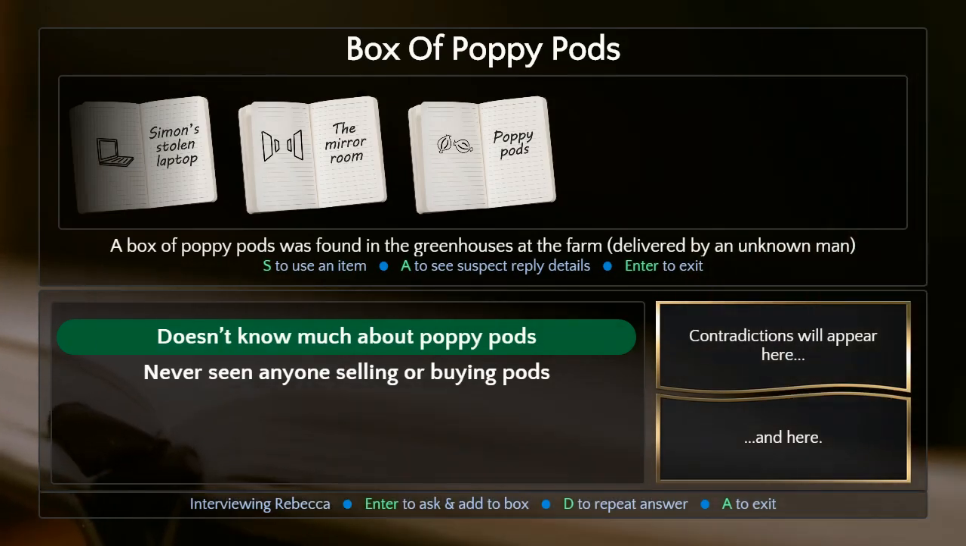What do you know about poppy pods? Go on. Ever come across anyone trying to sell them or anything like that? Maybe even in here? Not that I remember. Okay, that's it for now. Thank you.